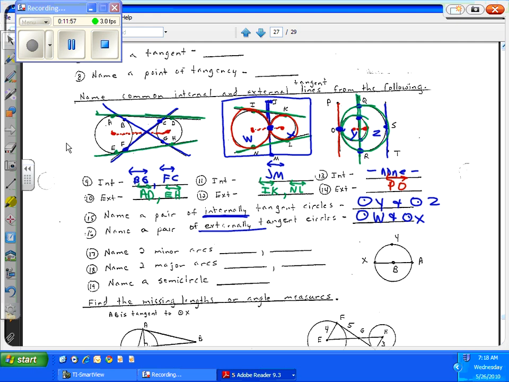So tangent circles are coplanar circles that are tangent to the same line at the same point. If one is inside the other, we say that they are internally tangent circles. If they're outside of each other, we say they're externally tangent circles. Okay?